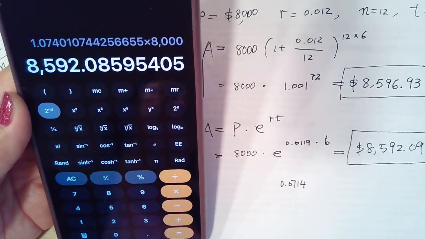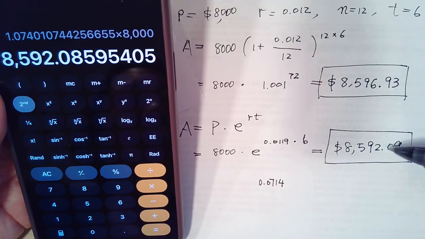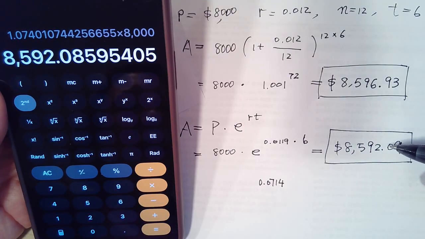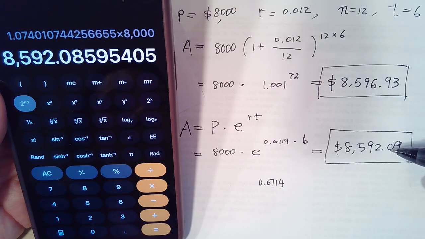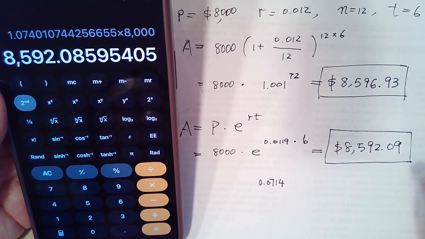Very close, because their interest rates are close. This is compounding continuously, but because the interest rate is slightly less, you get almost $5 less after 6 years, so it's really nothing.